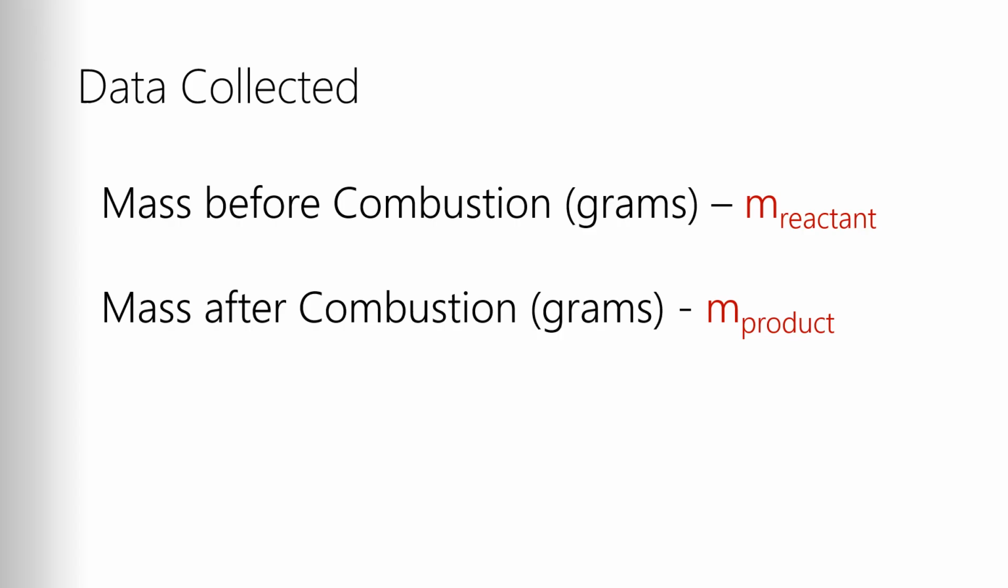Okay, let's go to the next slide. So the data we're collecting for this particular lab is really only two things. We're doing multiple trials of it, but we're only collecting two pieces of data in each trial. One is the mass of the steel wool before we burn it, and the second is the mass of the steel wool after it burns. We're calling the first one M reactant and the second one M product.